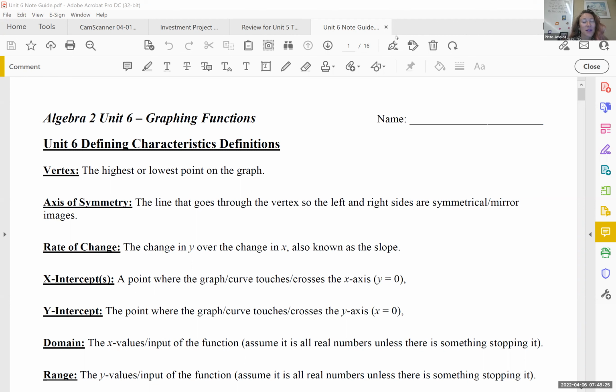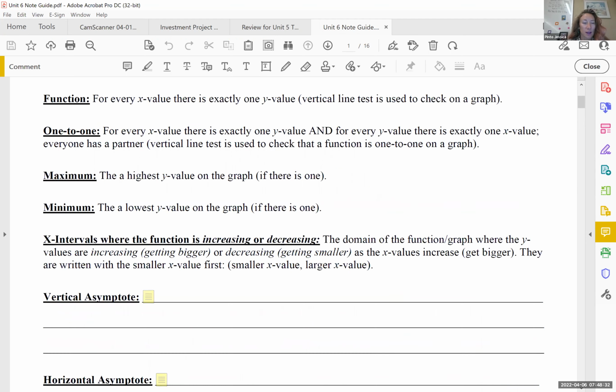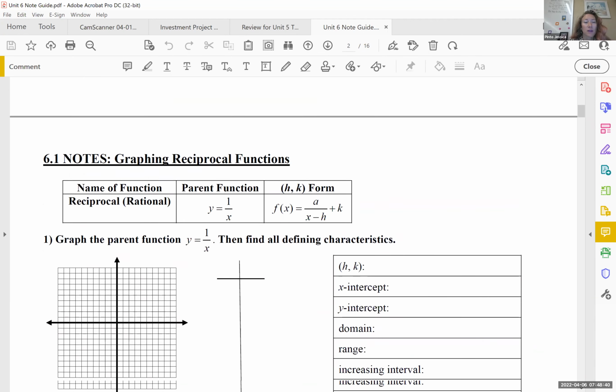Hopefully you can see my screen. You can see here we've got all of our vocabulary, which is awesome. And hopefully you filled in your vertical and horizontal asymptotes. Those are going to be those boundary lines that are going to be so key in section 6.1.